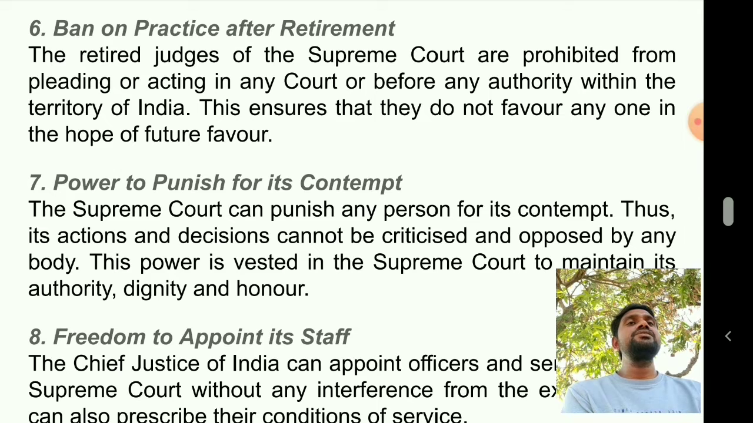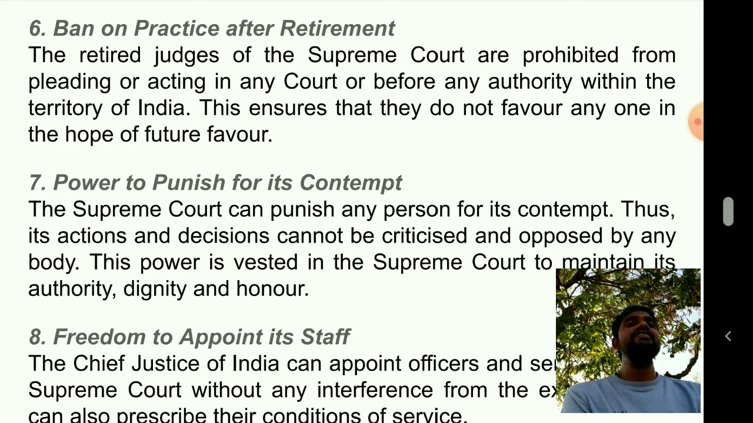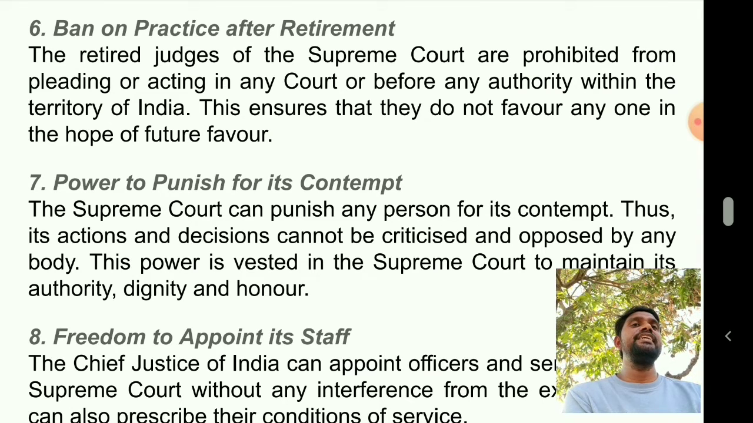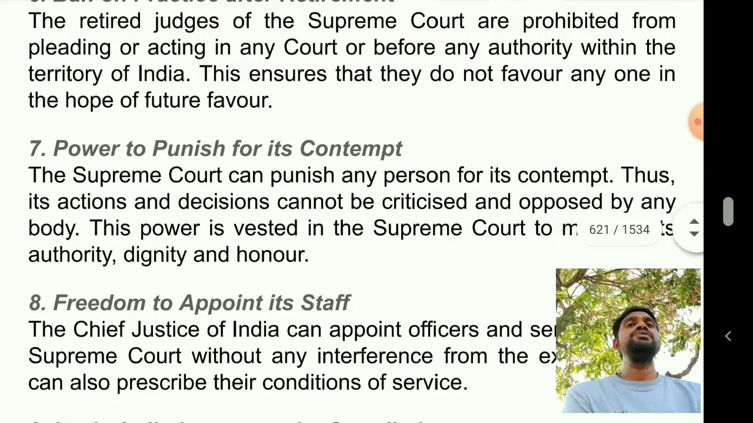The retired judges of the Supreme Court are prohibited from pleading or acting in any court or before any authority within the territory of India. This ensures that they do not favor anyone in the hope of future favor.